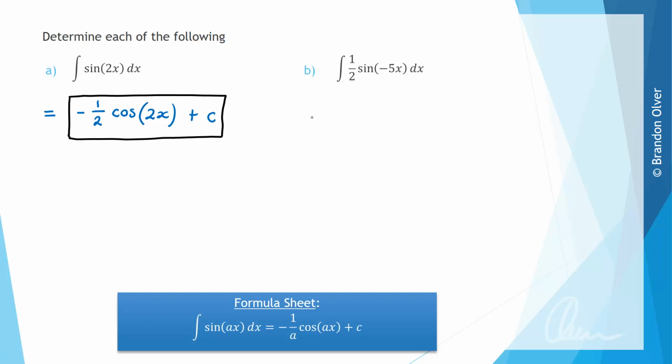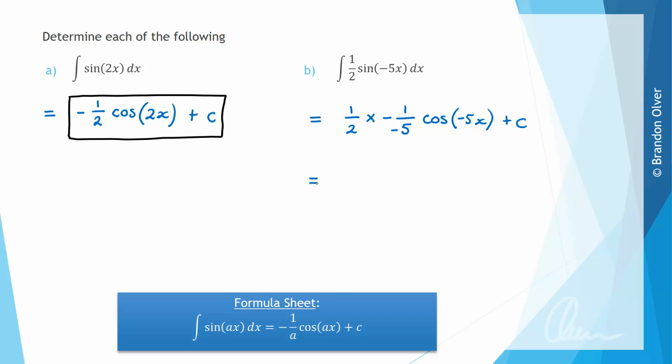So for part B, we're now going to anti-differentiate a half sine of -5x with respect to x. And we know that this half that is multiplying the function sine of -5x will remain out the front multiplying our antiderivative still. And following our formula, we're going to have -1 divided by a, where a is -5, times cos of the -5x still, plus c. Again, that's that constant of integration that we need to put there.